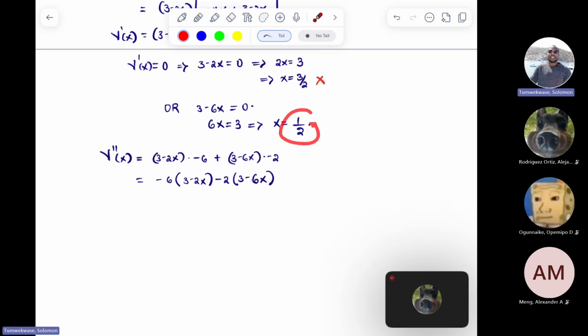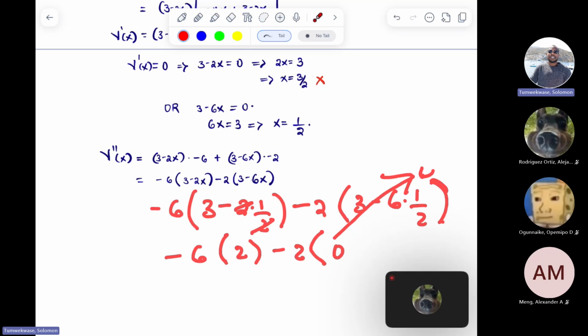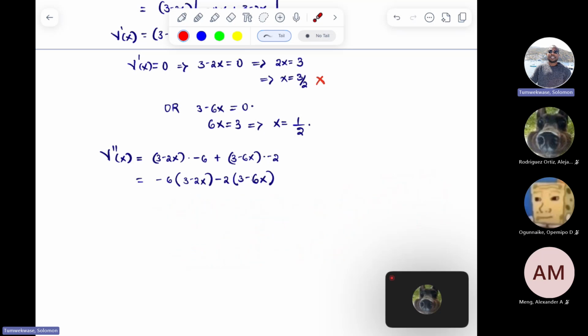When I substitute 1/2 right here, I'll have negative 6 into 3 minus 2 times 1/2 minus 2 into 3 minus 6 times 1/2. And what I have is minus 6 into 2 minus 2 into 0. So this is a 0. So you see we have minus 6 times 2, which is minus 12. So V prime prime at 3 over 2 is inconclusive. So we can't conclude.